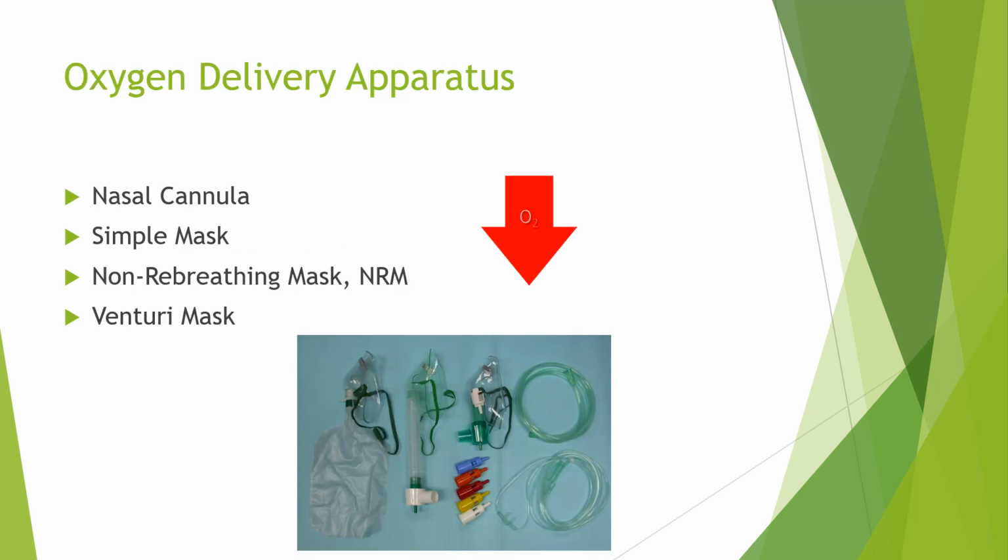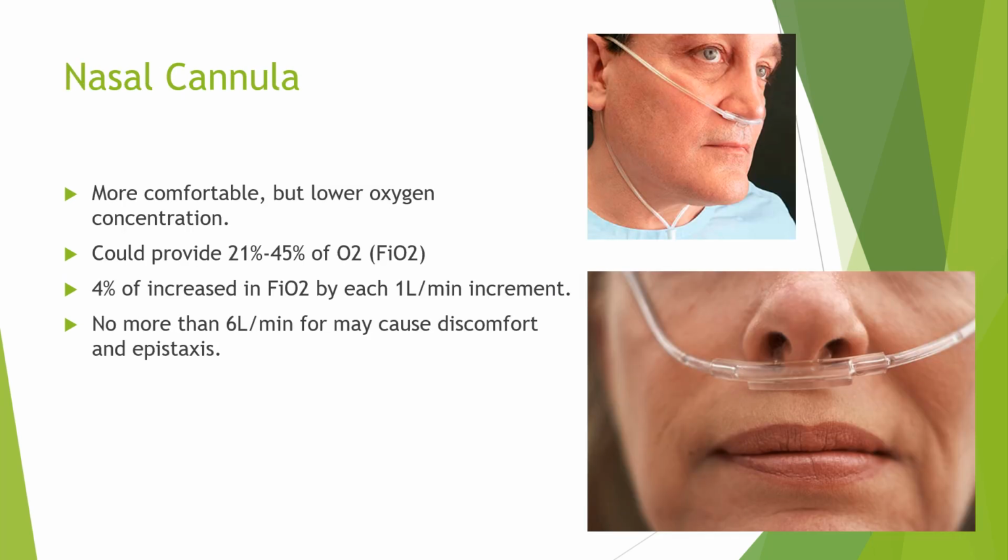The oxygen delivery apparatus includes the nasal cannula, simple mask, non-rebreathing mask, and Venturi masks. I think we have them all except the Venturi mask. The nasal cannula is more comfortable because we're not having a mask over the patient's face, but it delivers lower oxygen concentration. It could provide 21% to 45% of oxygen, meaning the fraction of inhaled oxygen.